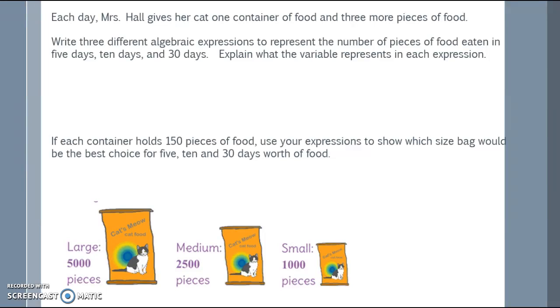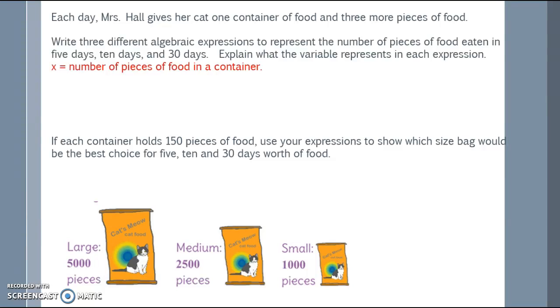Each day, Mrs. Hall gives her cat one container of food and three more pieces of food. Write three different algebraic expressions to represent the number of pieces of food eaten in 5 days, 10 days, and 30 days. And explain what the variable represents in each expression.